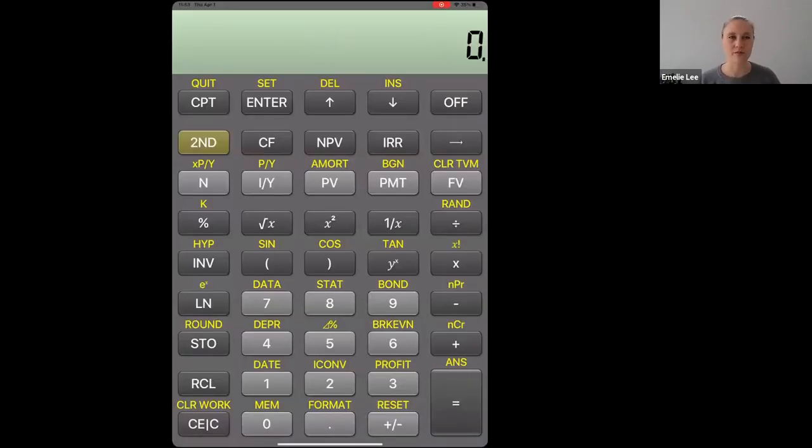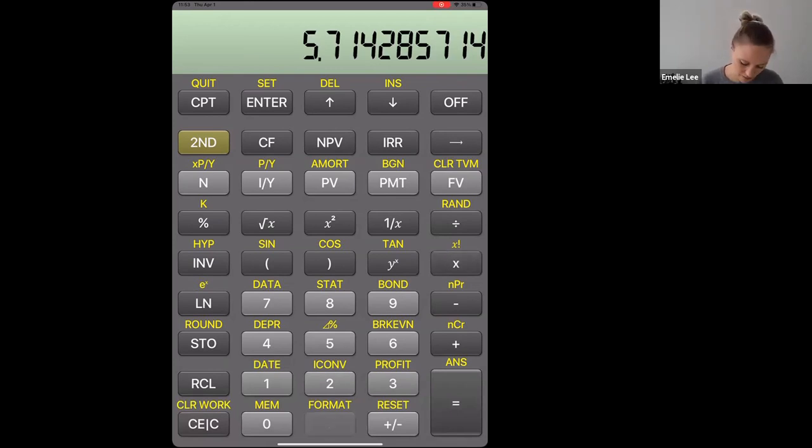See if I can remember all these values going in. I'm going to start with 20,000 divided by 3,500. Then I need to multiply that by i, so times 0.17. Then I need to do 1 minus the 0.97. So I'm going to use the previous answer option. 1 minus second answer equals. Make sure you hit that equals, otherwise it won't do it.